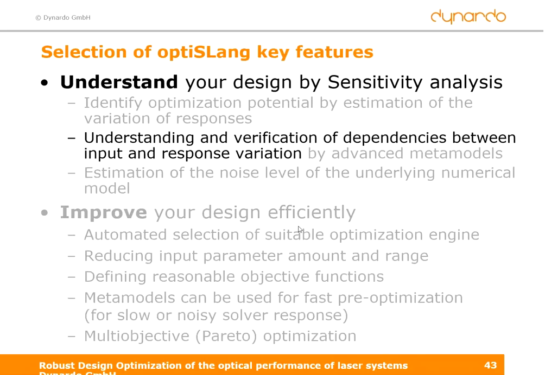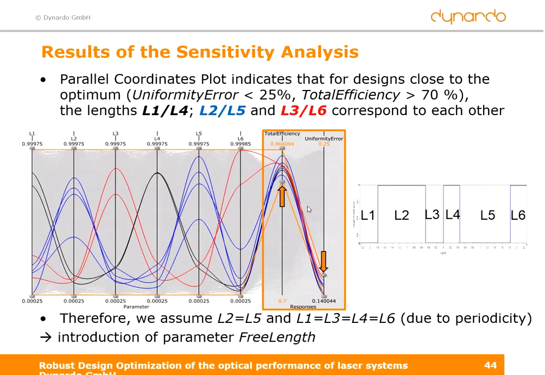Now we would like to understand and verify the dependencies between input and output variation. For this, we used the parallel coordinates plot, which can be used to understand relations between inputs and inputs, inputs and outputs, or outputs and outputs. If you don't know this plot, don't worry. We don't want to go into detail, but this plot really helps you to understand what's going on.